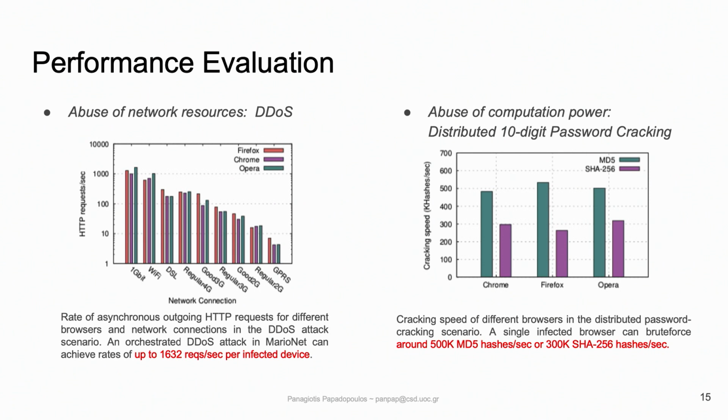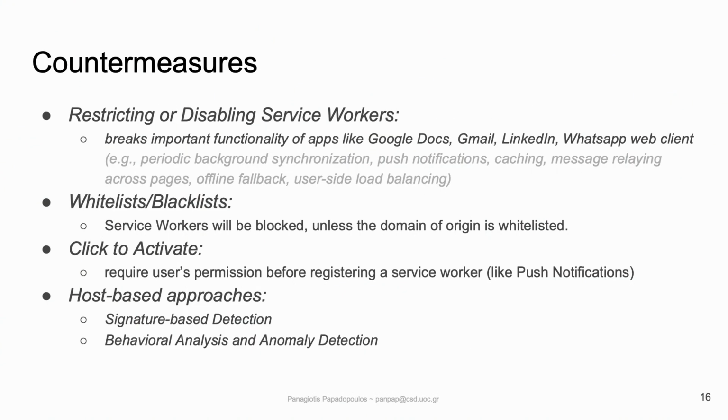On the right, you can see an example of computation power abuse, where we launched a distributed 10-digit password cracking attack, and we measured the number of MD5 hashes and SHA-2 hashes a single browser can brute force. As you can see, an infected browser can reach up to 500,000 MD5 hashes or 300,000 SHA-2 hashes per second.